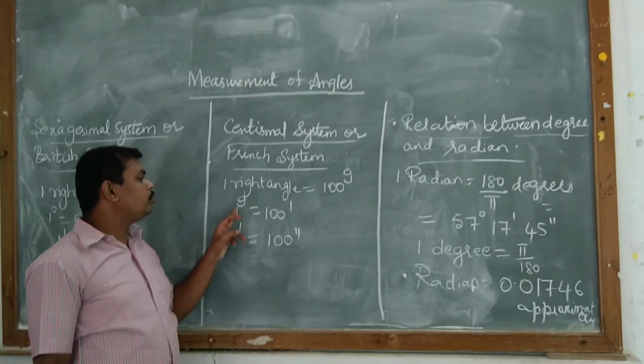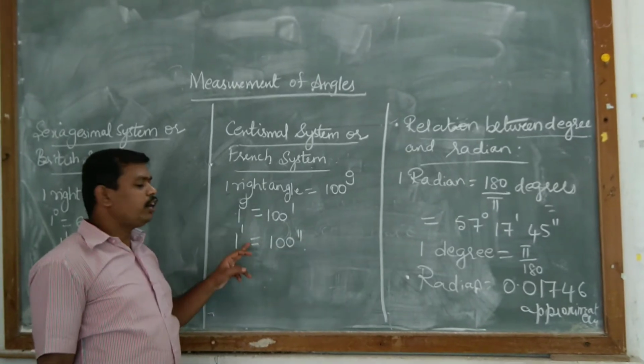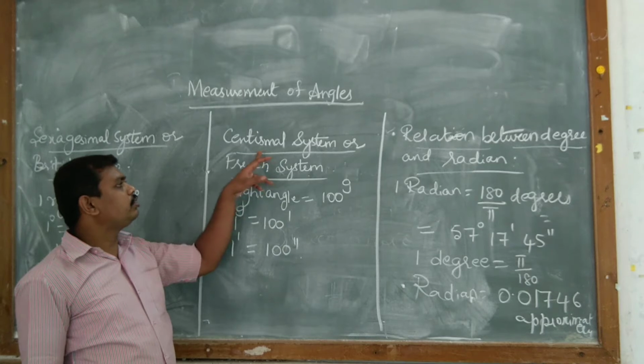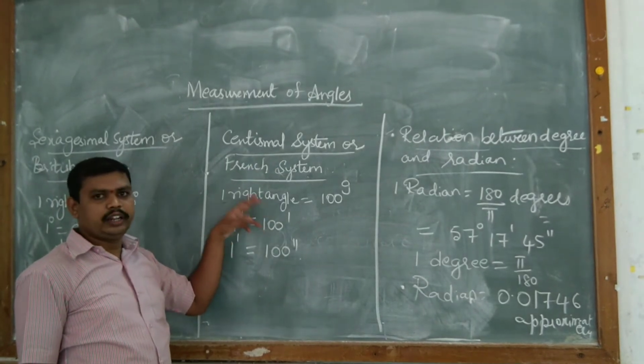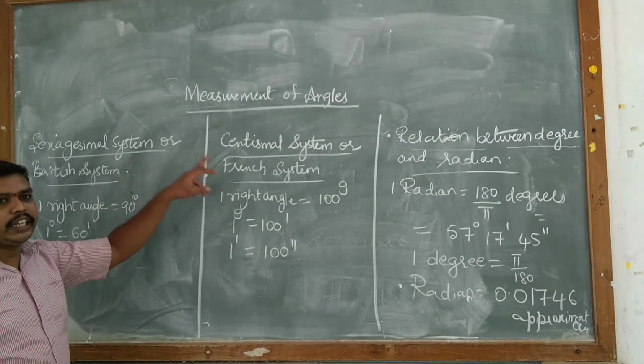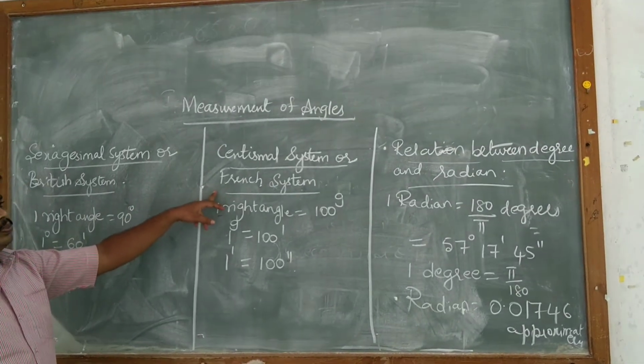1 grade is equal to 100 minutes. 1 minute is equal to 100 seconds. Okay, this is all about the decimal system. The first one is the hexadecimal system or the British system, and the second is the centesimal system or the French system.